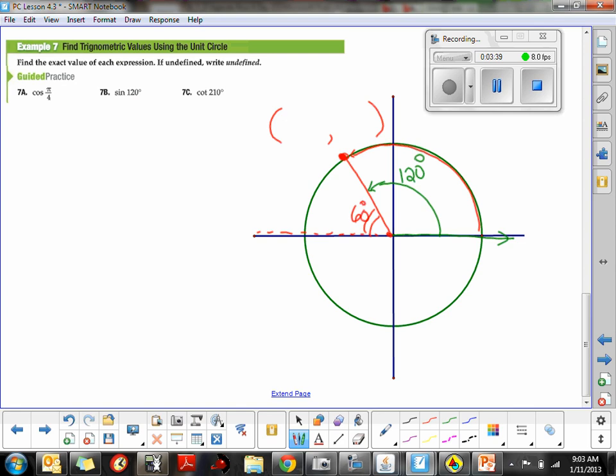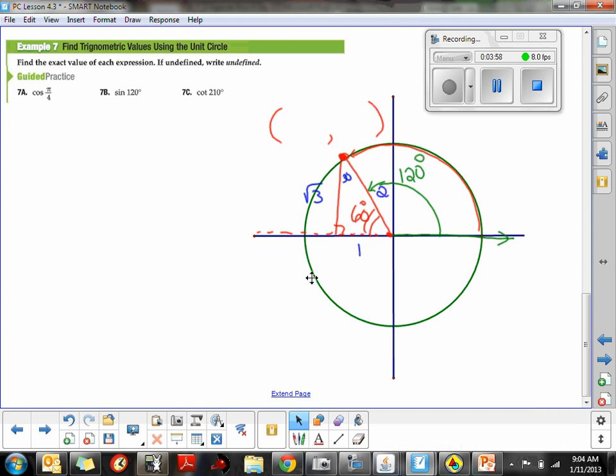It's 180 minus 120. Draw your reference triangle back down to your x-axis, and what we're working with is a 30, 60, 90. So always across, here's what we have memorized. Always across from the 60-degree angle is a square root of 3. So across from the 30-degree angle should be a length of 1. The hypotenuse should be a length of 2.